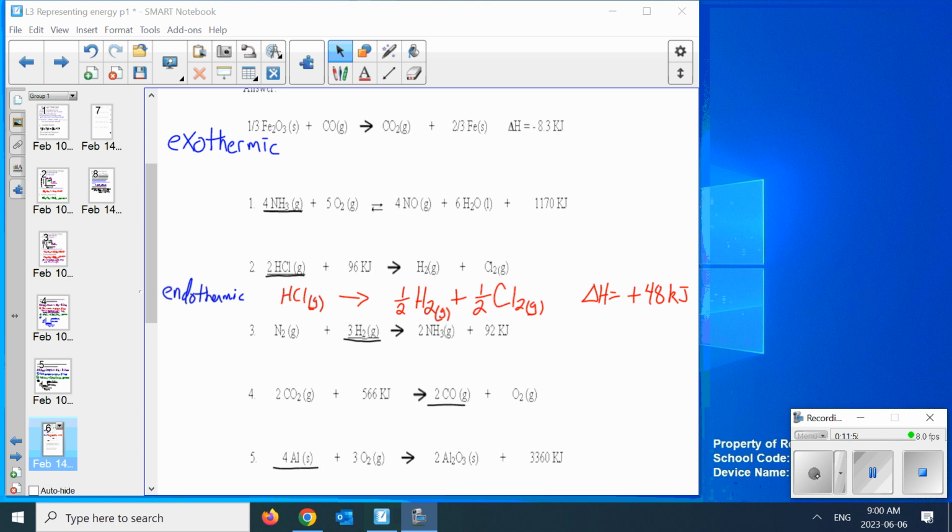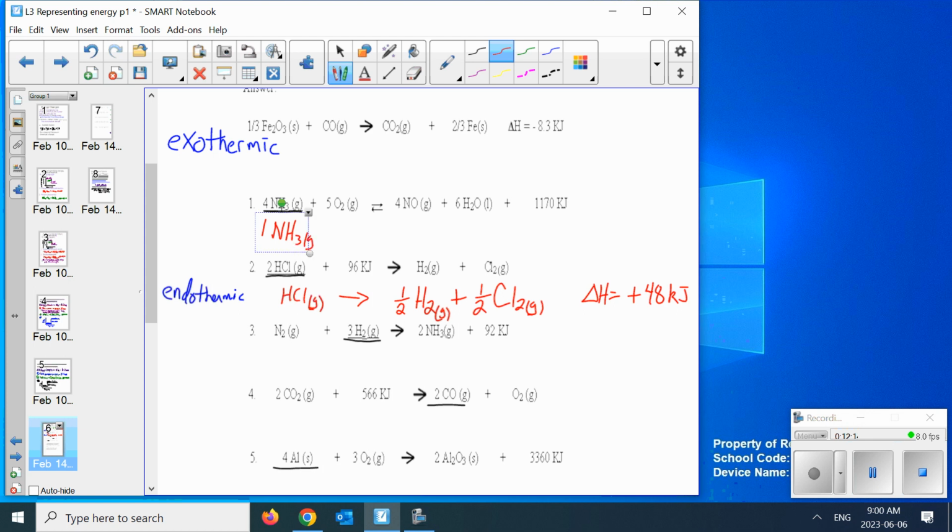Okay, taking a look at this. 4 NH3, 4 ammonias were underlined. That means you need to divide everything by 4. That turns this into 1 NH3, ammonia. I don't need to write down the 1, but I'll put it there. 5 divided by 4, I'm just leaving it as a fraction, 5/4. Not too upset if you didn't notice this, but it's actually a double arrow, and that's more of a grade 12 thing.